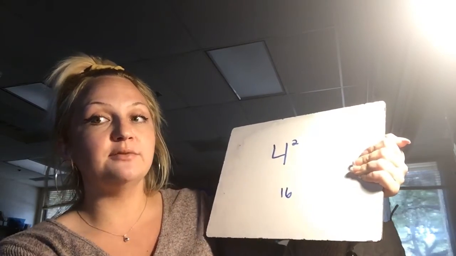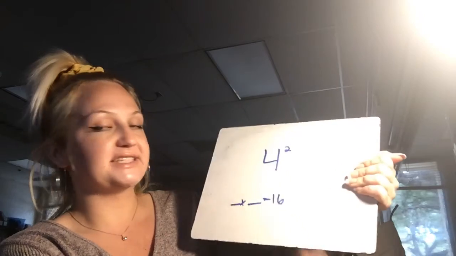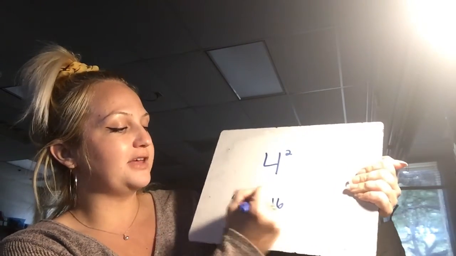Square root of 16 would be going the opposite direction. Blank times blank equals 16. Oh yeah, I know that it's 4. 4 times 4 is 16. So any number times itself makes a perfect square. You can go up until infinity. We just practiced a few, and you'll practice a few more later today.